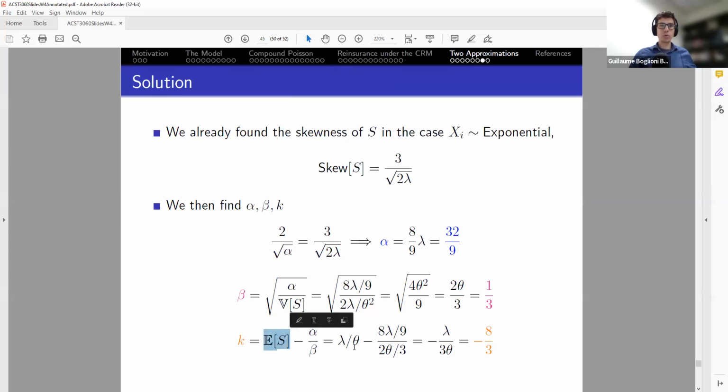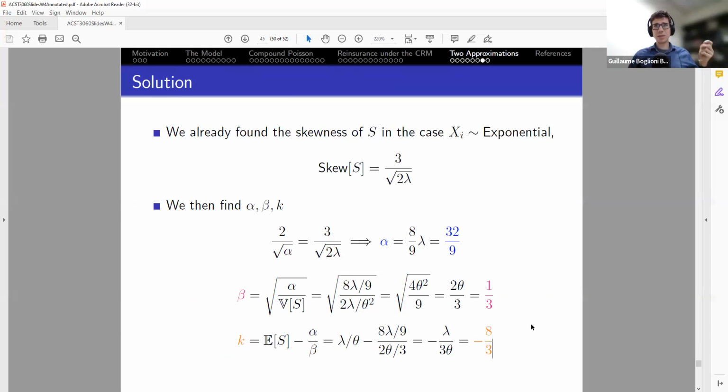Expectation of S, of course, you know what it is. It's just lambda times the expectation of the exponential, which is 1 over theta, et cetera, et cetera. You find this general expression in terms of lambda and alpha. If we plug in our numbers, we get this. And here, as I said, you get a K that's negative.